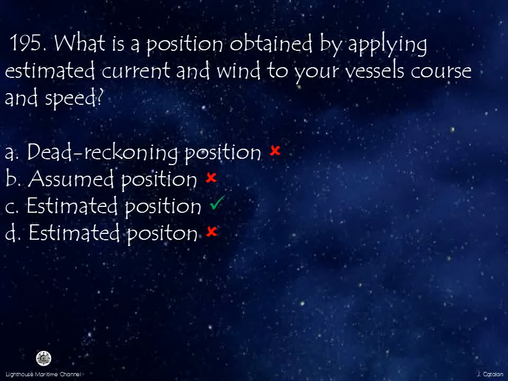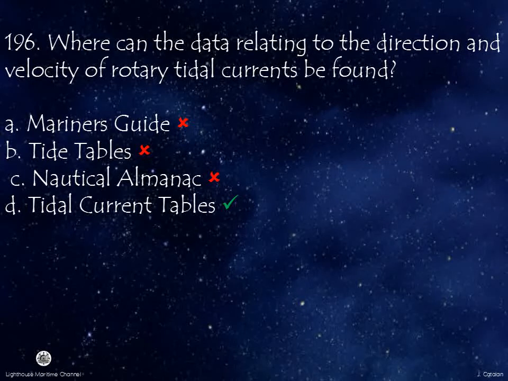Number 195. What is a position obtained by applying estimated current and wind to your vessel's course and speed? Answer: estimated position. Number 196. Where can the data relating to the direction and velocity of rotary tidal currents be found? Answer: tidal current tables.